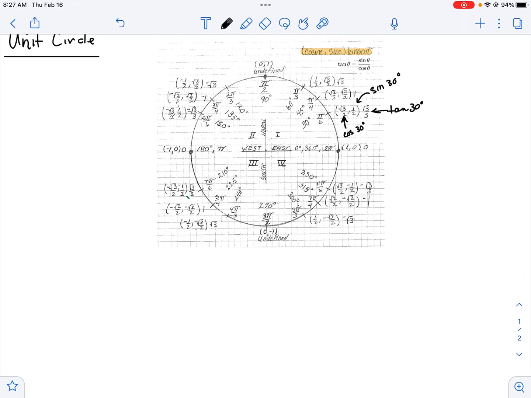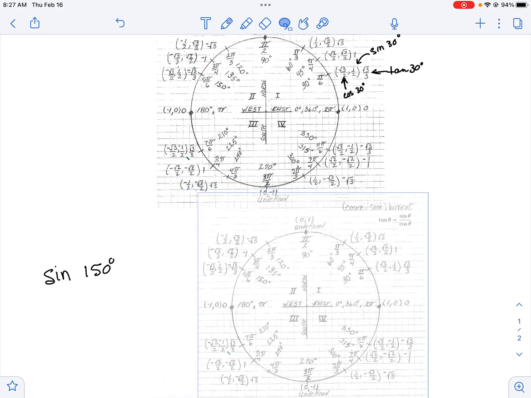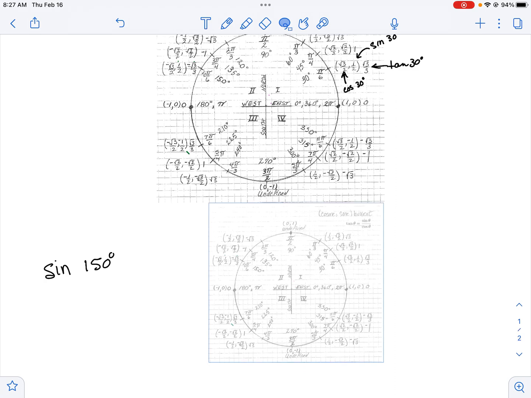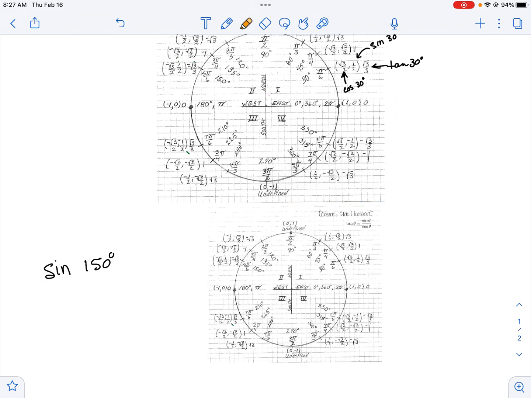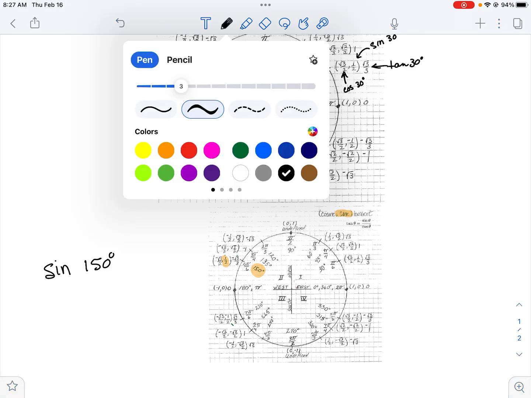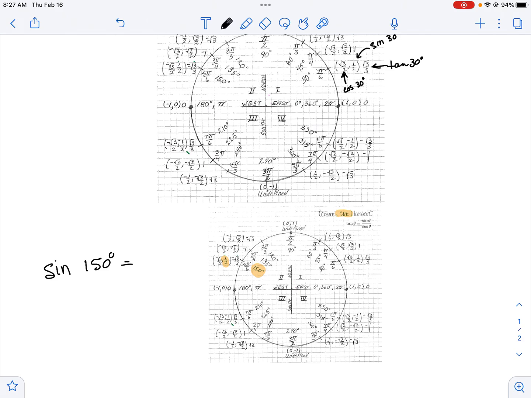So if you are given a question like, find sine of 150 degrees, all you're going to do is go to the unit circle, which is right here. You're going to find 150 degrees, which is right here. And sine is the x value. I'm sorry, the y value. Sine is the y value. So you are simply going to put sine of 150 degrees is equal to, what did we find? We found that it was 1/2. So you're going to put 1/2.